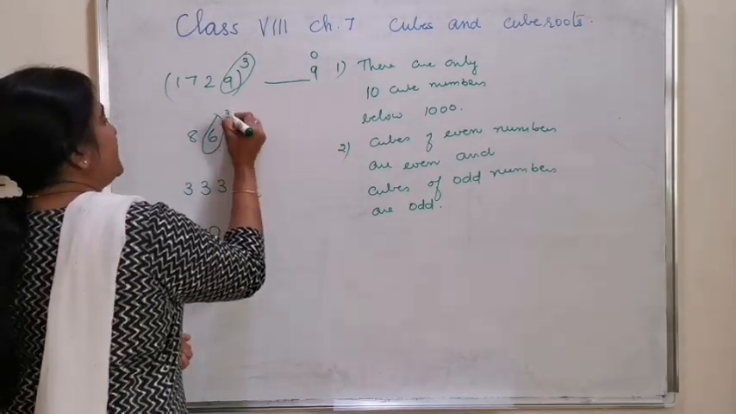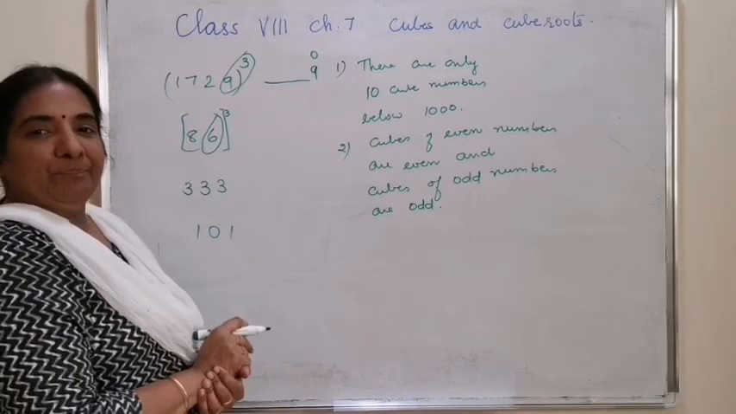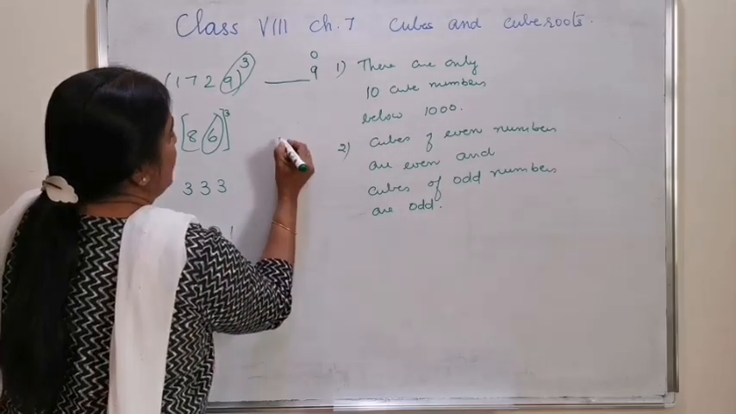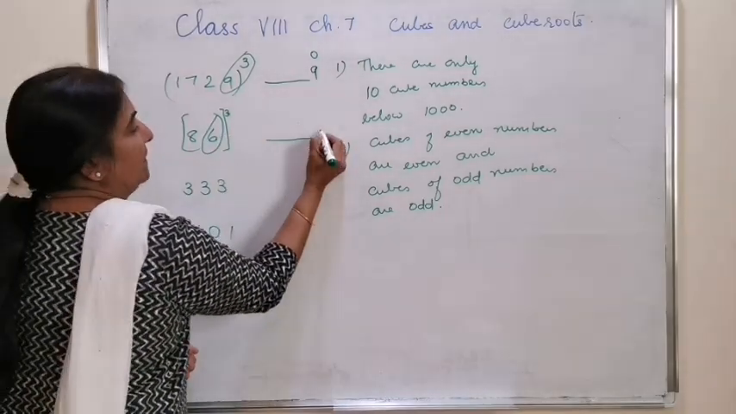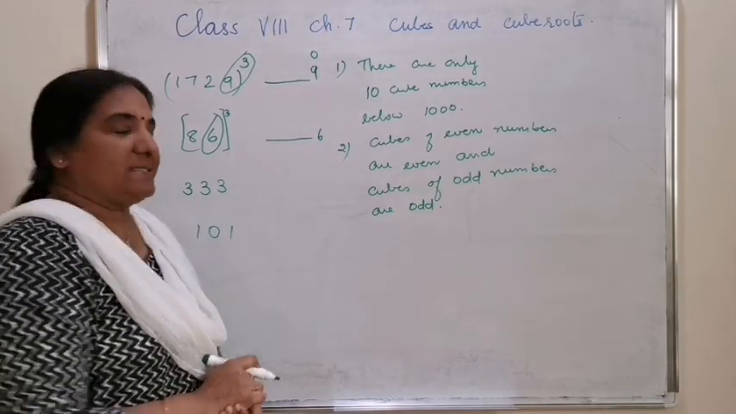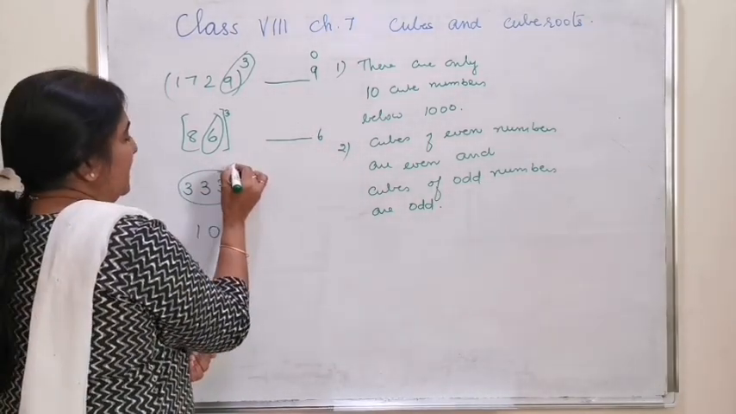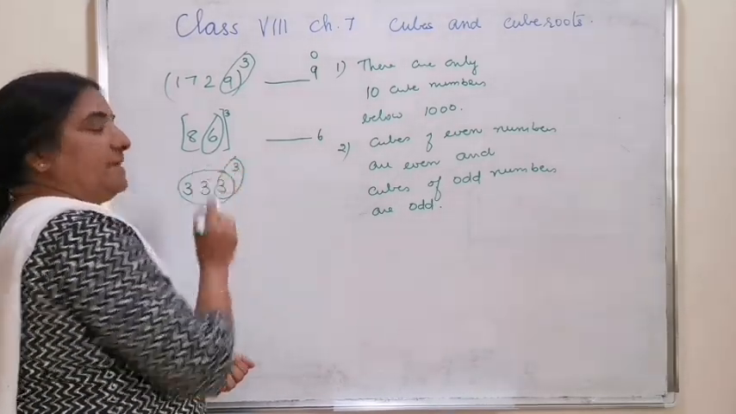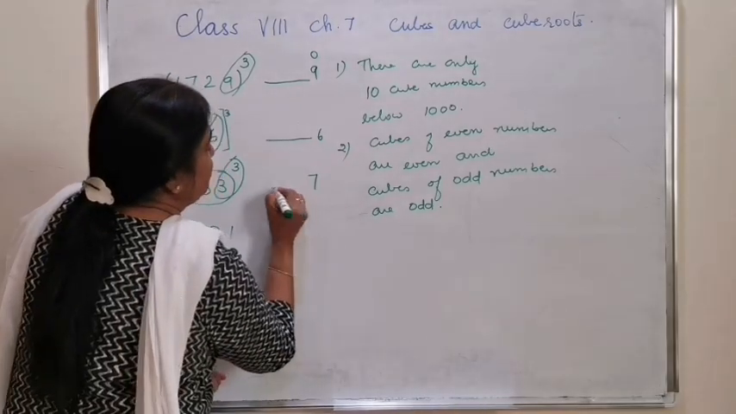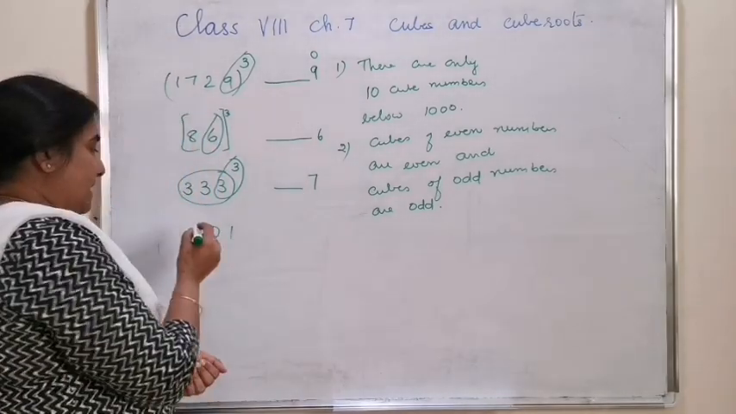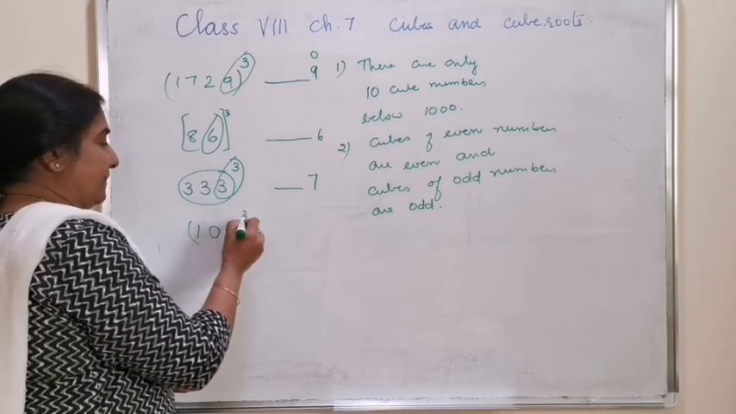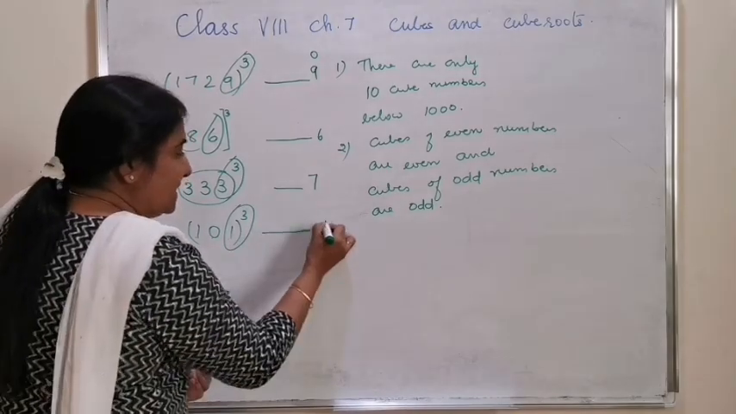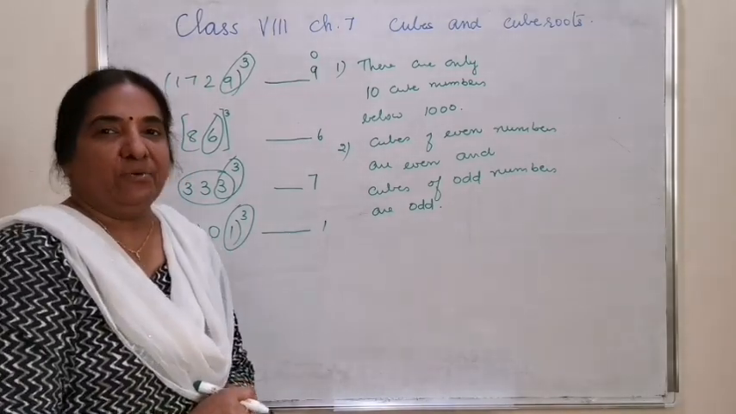If 86 cubed has to be found, 6 cubed is 216, and so the units place will be 6. If you are asked to find the cube of 333, 3 cubed is 27, and so the units place will be 7. 101 cubed, the units place, 1 cubed is 1, that means the cube number will also have the units place 1.